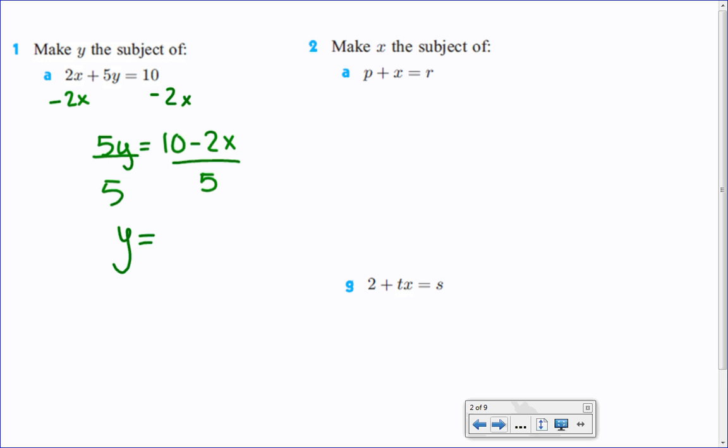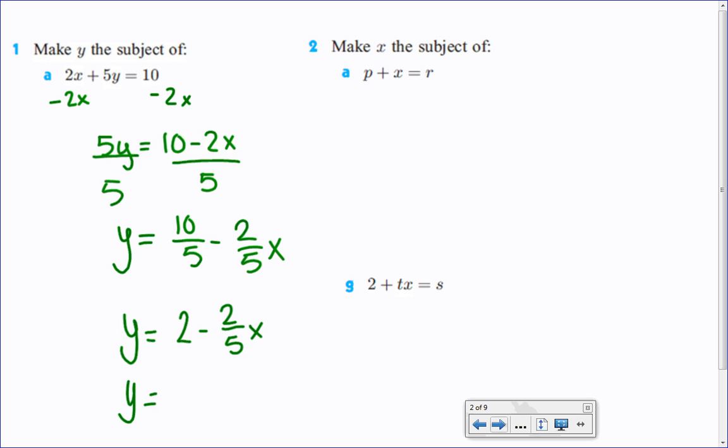If you want to separate that into two fractions, you can say, okay, this is 10 over 5 minus 2/5 x, right? And then 10 over 5 is 2. So 2 minus 2/5 x. So for example, if you wanted to graph this and you wanted it in the form y equals mx plus c, now you can see what the slope and y-intercept is, okay?